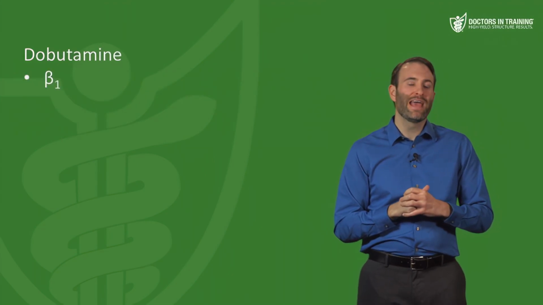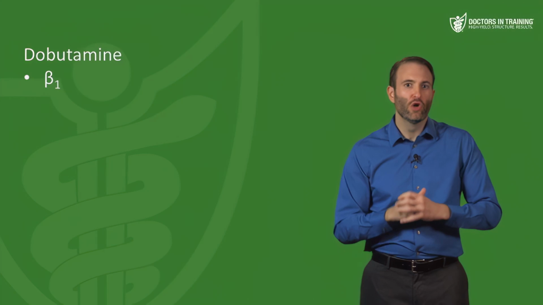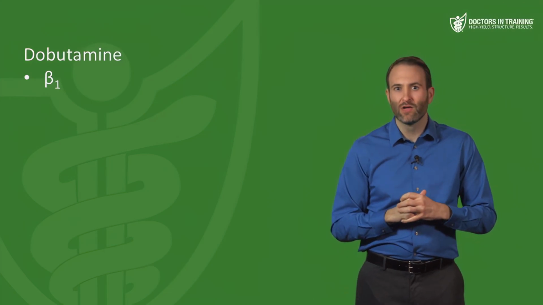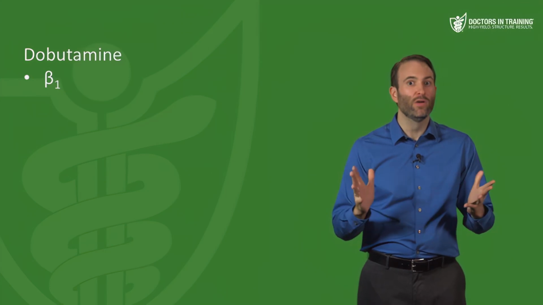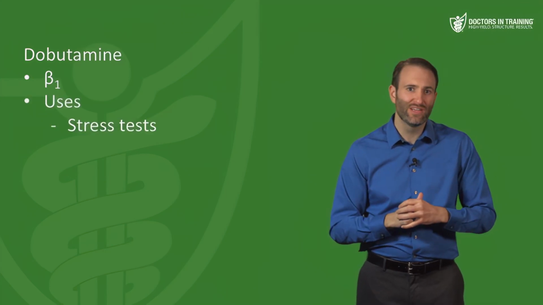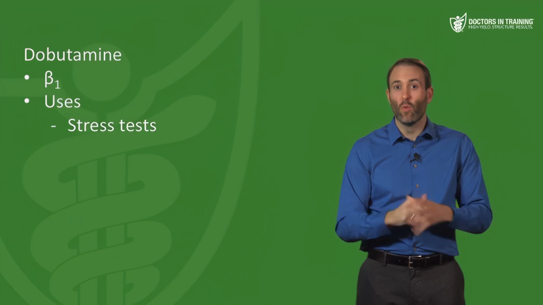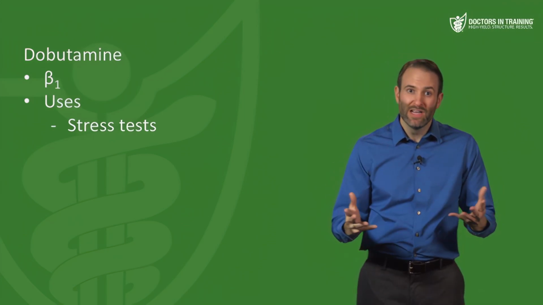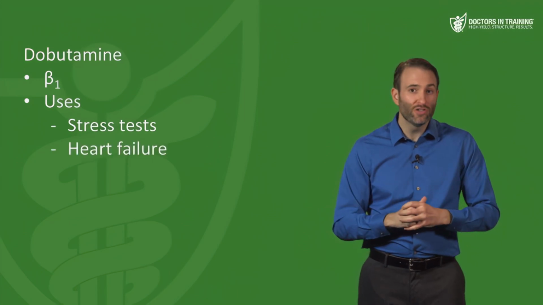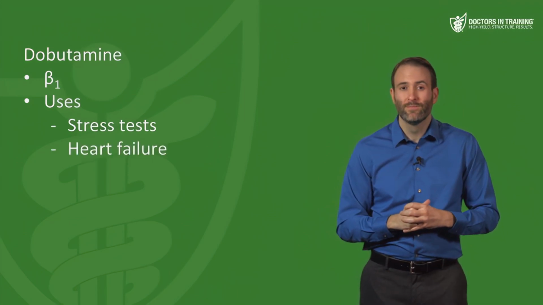Next, we have dobutamine. This works primarily at beta 1 receptors. Now, dobutamine increases heart rate and contractility. You may see in some places that it won't increase heart rate, but it actually will. Now, we use this in stress tests. Some people actually have a hard time walking on a treadmill to get their heart rate up. So you can give them something like dobutamine, and that's going to stress their heart. You can also use this in heart failure as well.